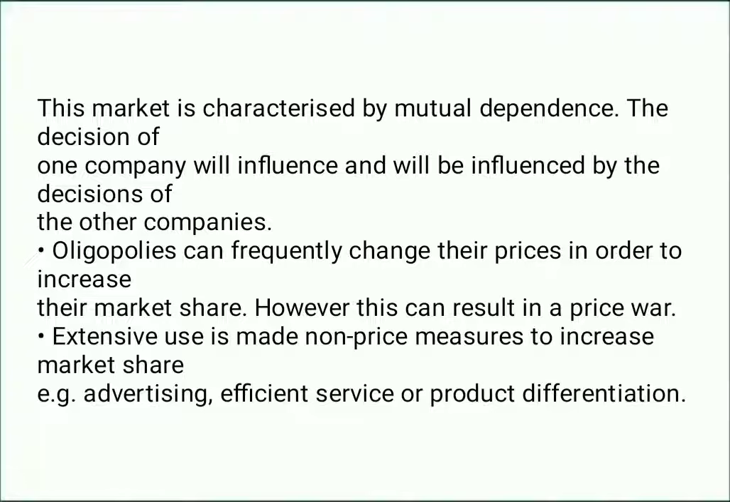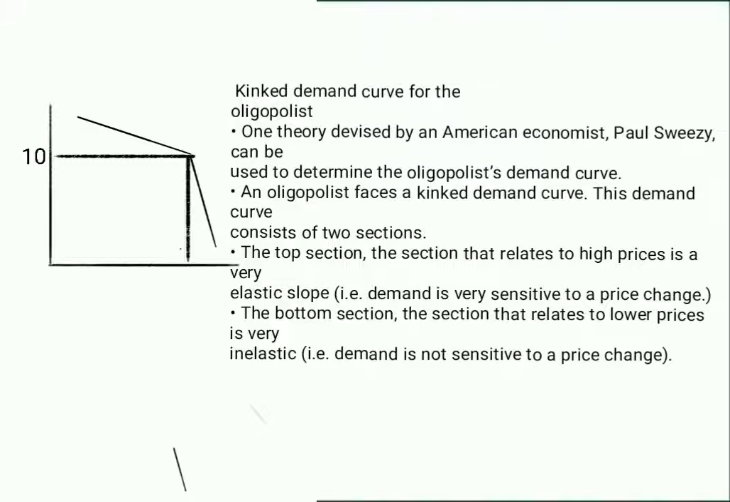So I'm going to another one. Kinked demand curve for oligopolies. Most of you know what kinked demand is. One theory, devised by an American economist, Paul Sweezy, can be used to determine the oligopolist's demand curve. An oligopolist faces a kinked demand curve. This demand curve consists of two sections. The top section, the section that relates to high prices, has a very elastic slope. The bottom section, the section that relates to lower prices, is very inelastic, and demand is not sensitive to a price change.